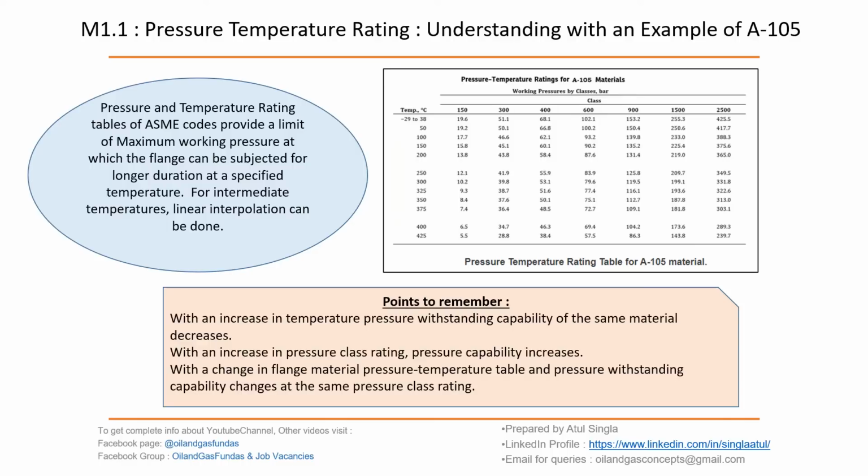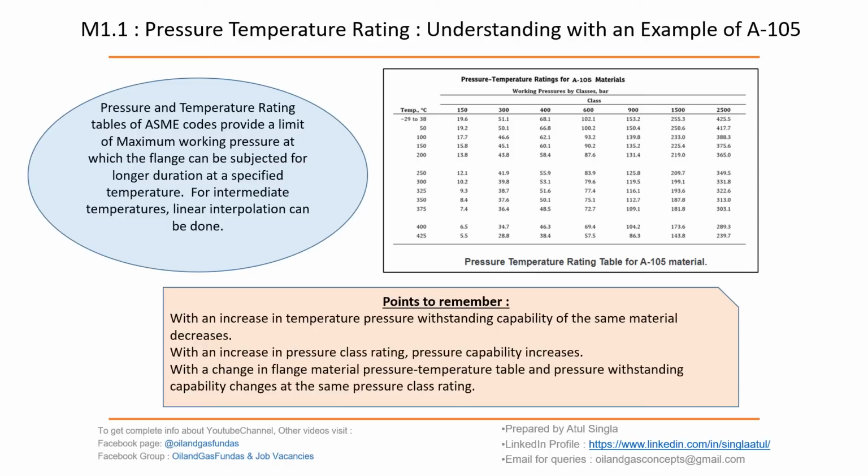Now what is happening, with an increase in temperature, the pressure withstanding capability of the same material decreases. As temperature is increasing, this is decreasing. This is what we are saying in the first sentence. So all these points we have to remember. With an increase in pressure class rating, pressure capability increases. As we are increasing the class, the pressure capability is increasing. That means the material can withstand higher pressures.